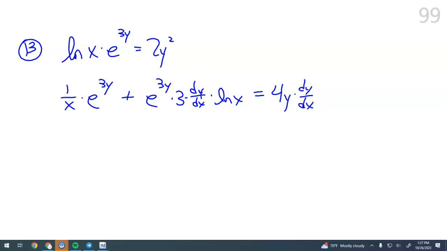That's a pretty tough first step. You got ln's, you got e's, you got product rule, chain rule. A lot going on there. Is that first step okay?